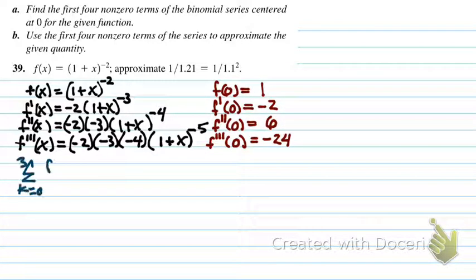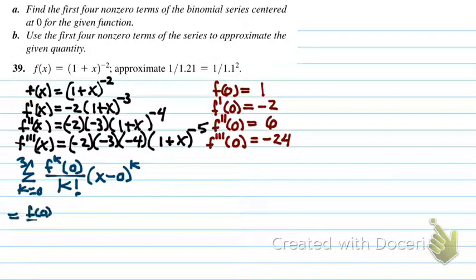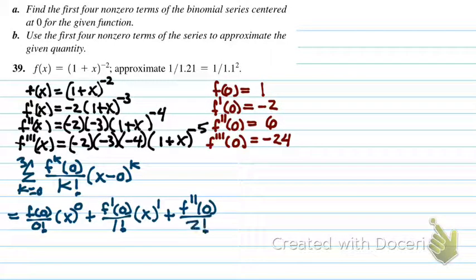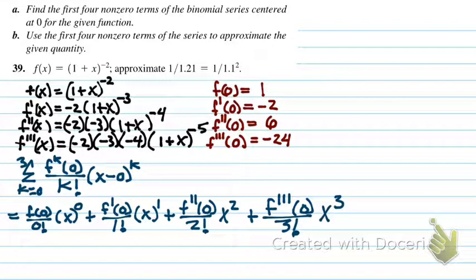So if we were going to write out the first four terms, that's k equal to 0 to 3 of the kth derivative of f evaluated at 0 divided by k factorial, times x minus 0 to the k. So I'm just going to trot those out. That's f of 0, f prime of 0, f double prime of 0, and f triple prime of 0. And then we do the work.